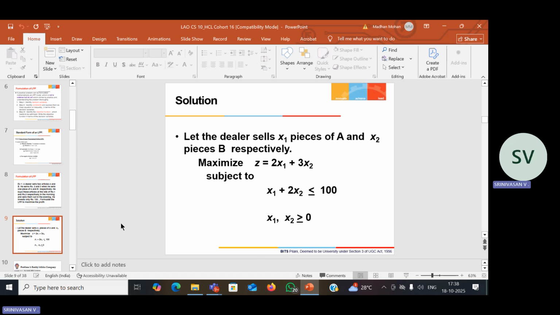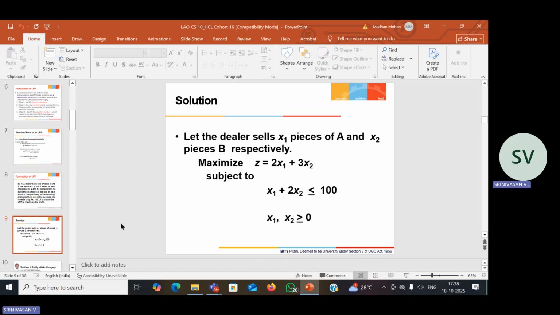So maximize. Is it equal to, because he earns 2 rupees per piece, number of pieces sold X1, so 2X1, plus the number of pieces of B variety sold X2, and the seller sold at 3 rupees per piece. So 2x1 plus 3x2 is your objective function, which is to be maximized. So objective function, maximization, subject to.